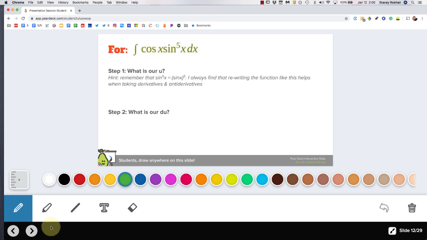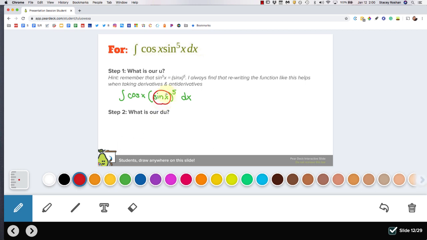Now, on this one, again, it might not be immediately obvious to you what the u is. And I think that a big hint when we're doing these sine ones, and I said the same thing when we were doing derivatives, so I'm going to say the same thing when we're doing antiderivatives, nothing's changed, is I do think it is helpful to rewrite this as cosine x, and then instead of sine to the 5th x, if you write it as sine x to the 5th power, which is what it is, I think it's much easier to then determine, oh yeah, that's going to be my u.